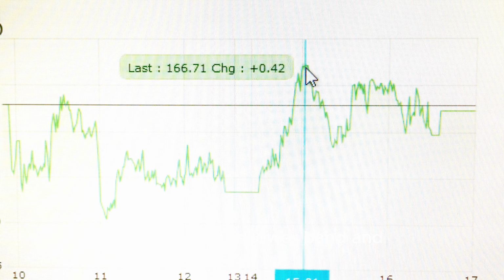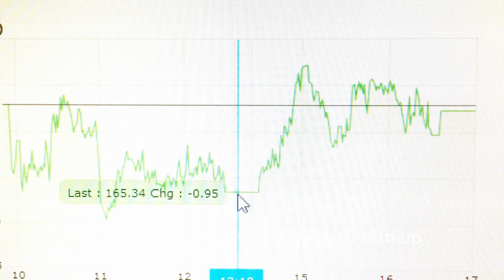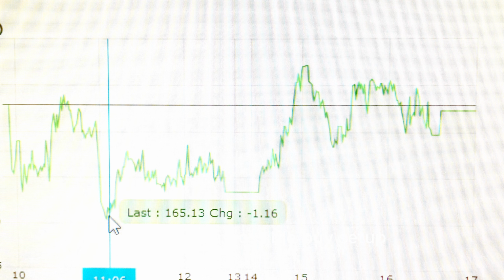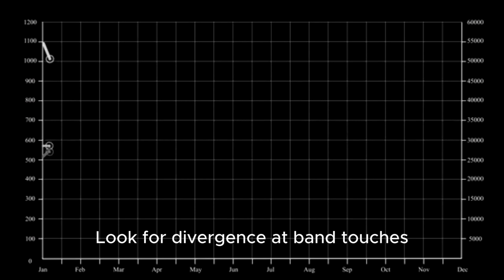Similarly, if price hits the lower band and RSI is below 30 but beginning to turn up, it confirms a possible buy setup. Look for divergence at band touches.